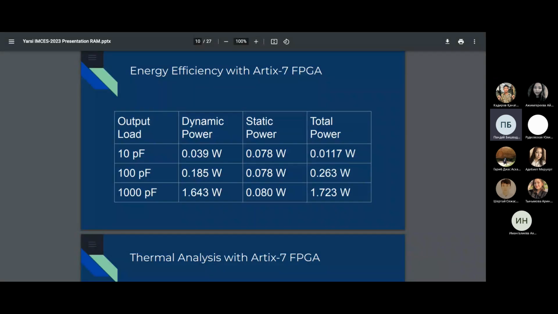static power 0.078 watt, total power 0.263 watt. 1000 picofarad: dynamic power 1.643 watt, static power 0.080 watt, total power 1.723 watt.